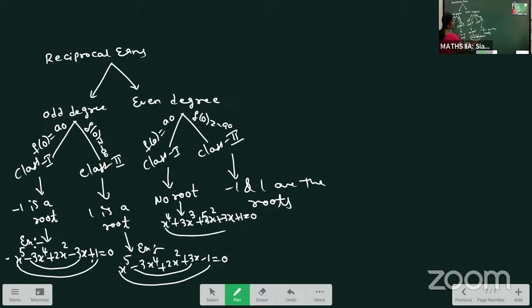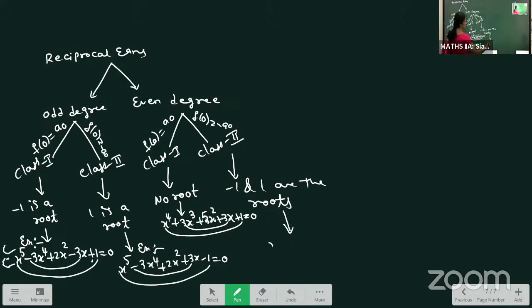Coefficient of x power 4 and constant is same, and x cube coefficient and x coefficient is same. So we call it an even degree class 1 reciprocal equation. For this, no root. So what is the procedure to do? Divide by x square. That is the procedure. Then class 2 even degree reciprocal equation.